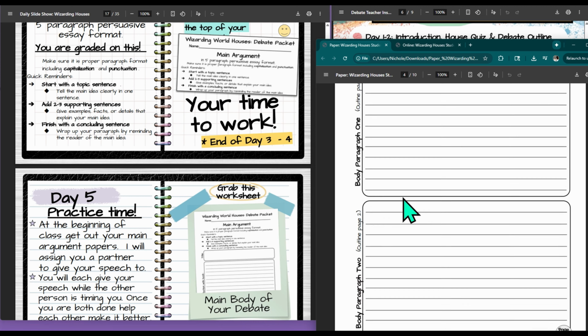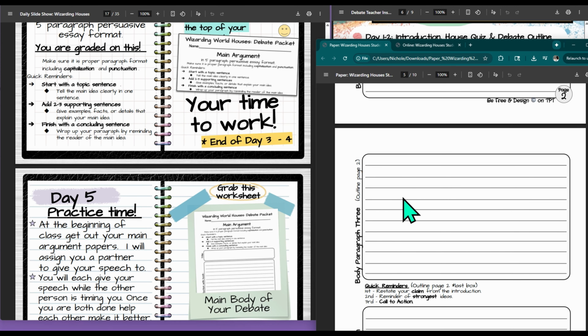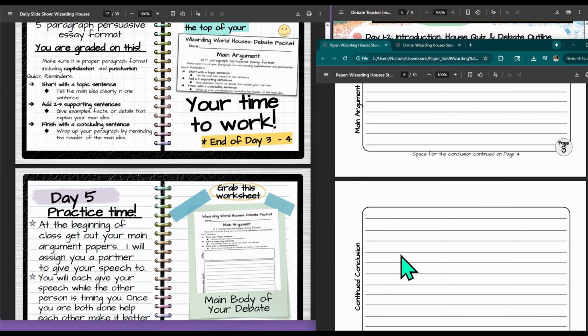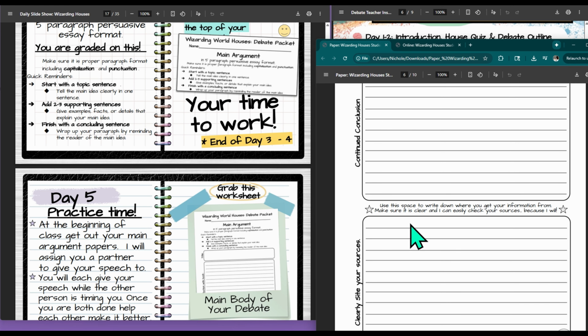So after everyone is done with these, this is several pages. Here's a body page for each one, and then I do have little reminders. Quick reminder: restate your claim from the introduction, remind them of your strongest ideas, and call to action. I put all of these little notes in because I was getting questions about them. So when they come and ask me questions, I say, did you read your worksheet? They usually didn't read it, or I have them read it to me and I explain what it means if they do not understand. But I am pretty strict: you do everything you can do on this before you come to me.